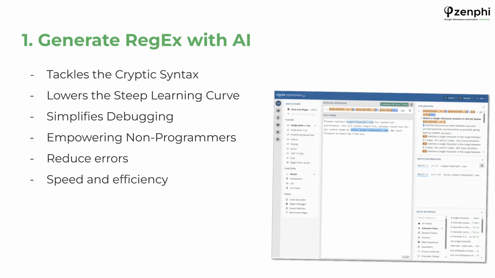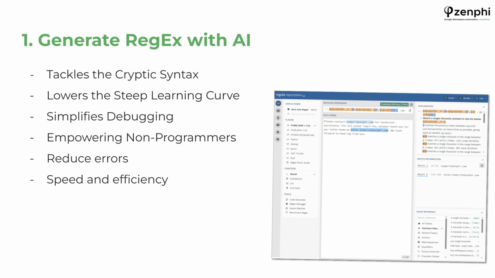Let's kick things off with the first feature, Generate Regex with AI. Now I know the term regex can sound intimidating, especially if you're not a developer, but this feature makes it super easy. Zenphi's AI can now generate regular expressions for you based on plain language. You'll see benefits like the ones listed here on screen.